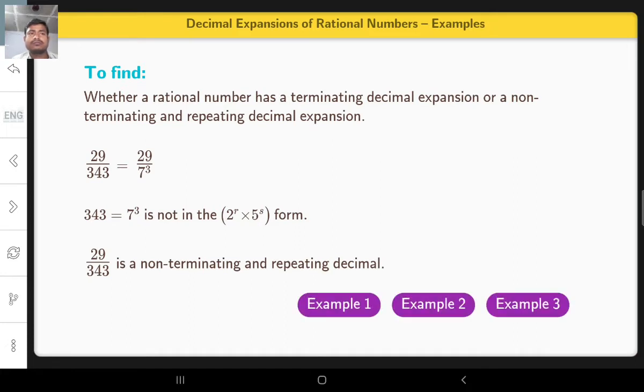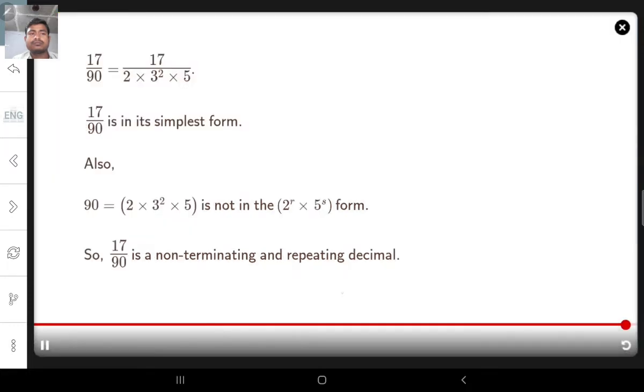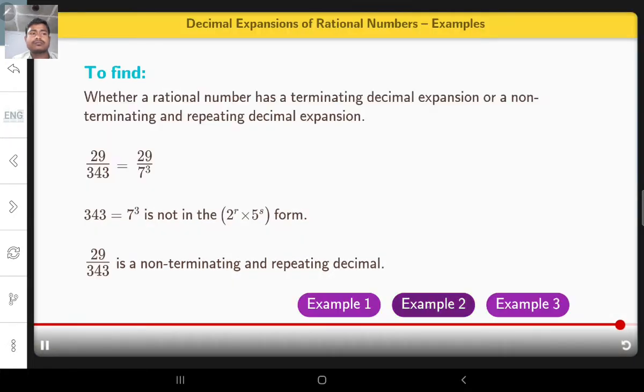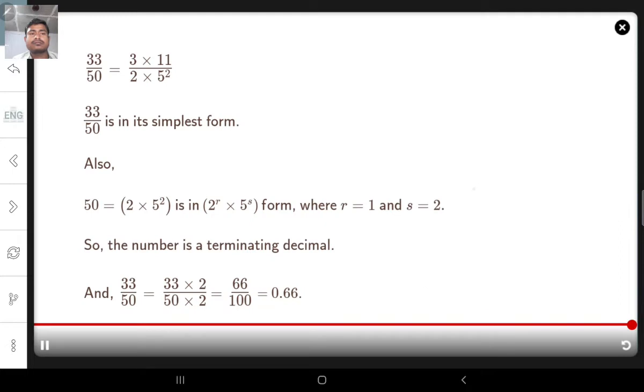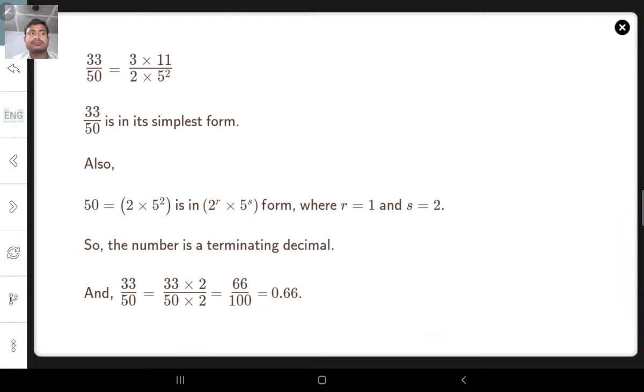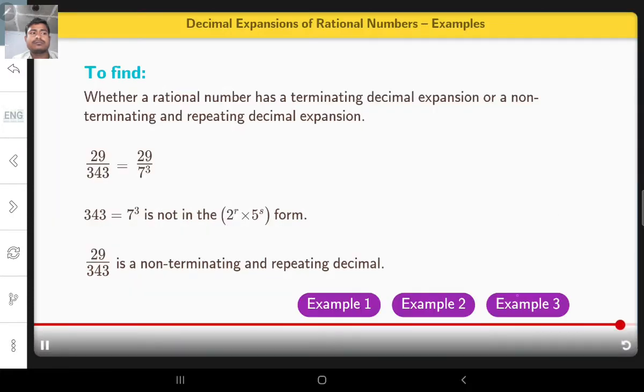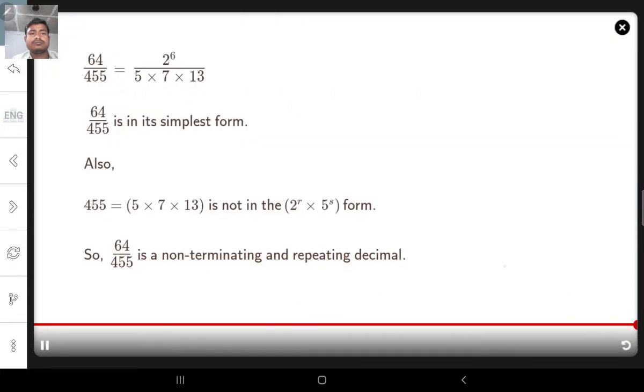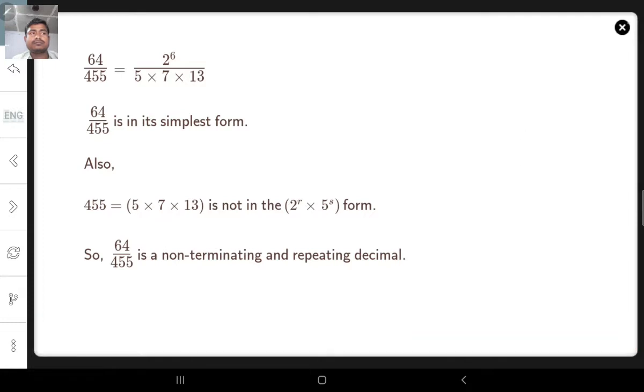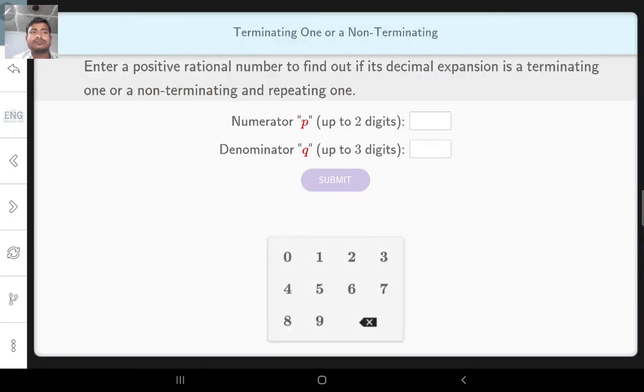Tap the buttons to understand this better with more examples. Enter a rational number to find out if its decimal expansion is a terminating one or a non-terminating and repeating one.